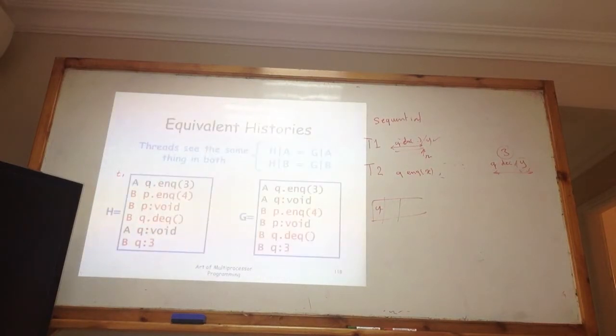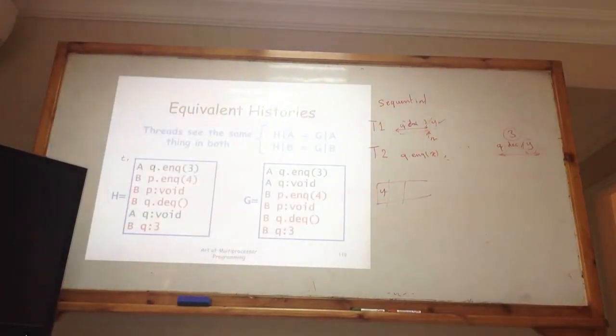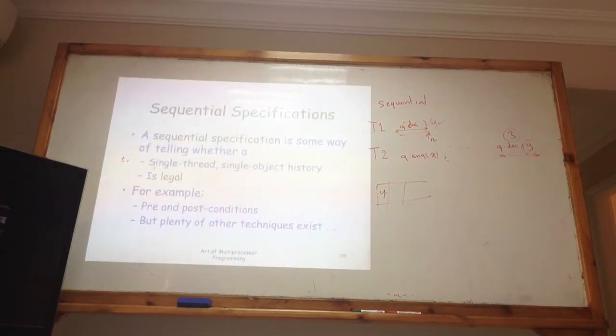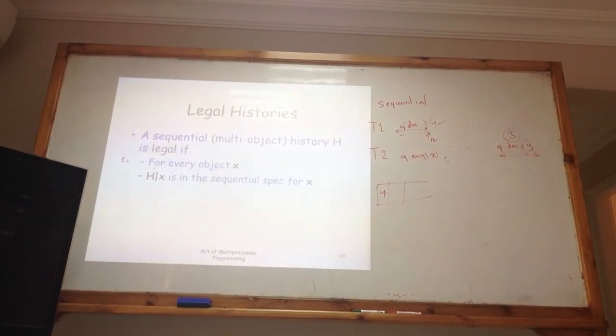Now, what can happen is you can have different ways of invocation. As you can see, if you project on A, you have this history called H and another history called G, and it's the same: A enqueues 3 and gets void, and B enqueues 4 and dequeues. We don't want to get into much detail. This is the main idea, but let's see it in action.